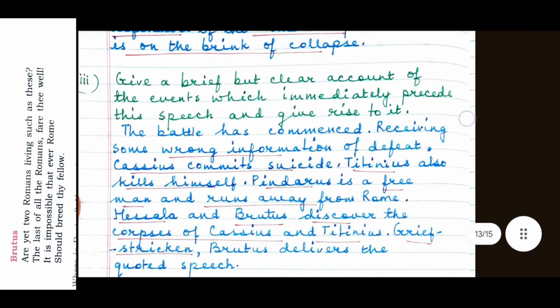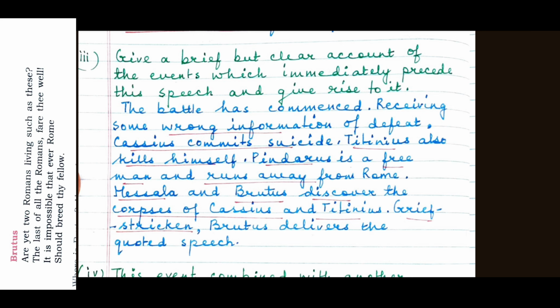Give a brief but clear account of the events which immediately precede. Precede means that comes before this speech and give rise to it. The battle has commenced. Receiving some wrong information of defeat, Cassius commits suicide. Titinius also kills himself. Pindarus is a free man and runs away from Rome. Messala and Brutus discover the corpses of Cassius and Titinius. Grief-stricken, Brutus delivers the quoted speech, the one that you have on the screen. So this is a brief but clear account of the events, one after the other.